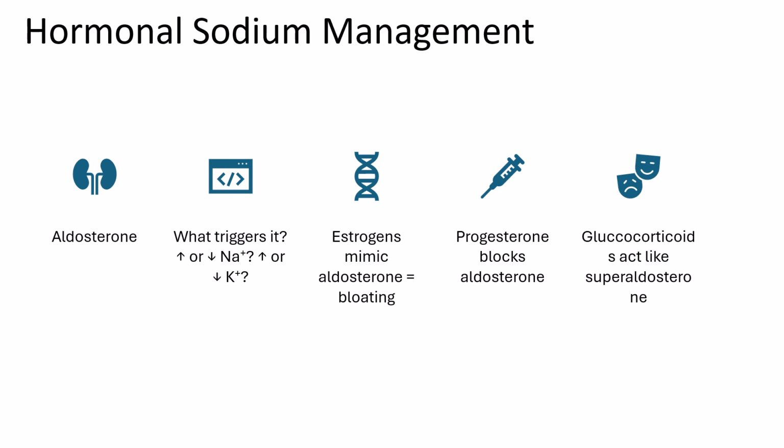Estrogens are also hormones that can affect water balance. Basically, they mimic aldosterone, causing the same type of bloating. But estrogen's like super aldosterone. So it's like getting Addison's disease every month. Anyway, glucocorticoids like cortisone also act like super aldosterone. And both of these promote edema.